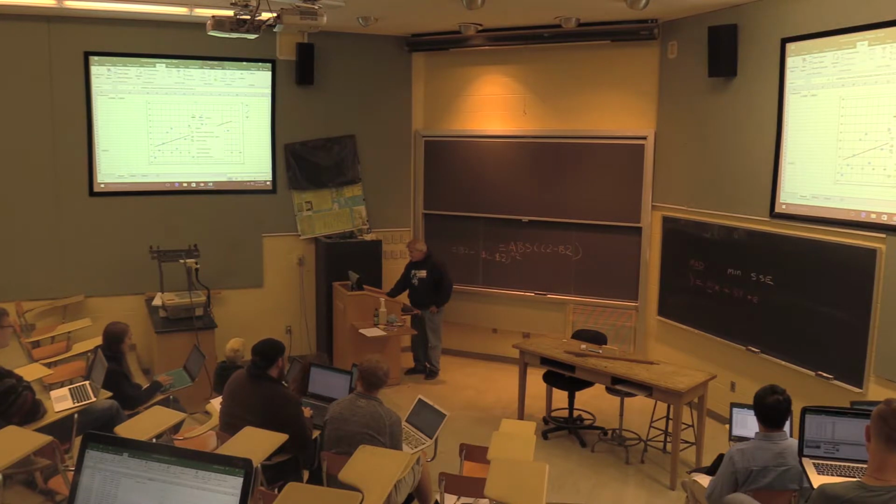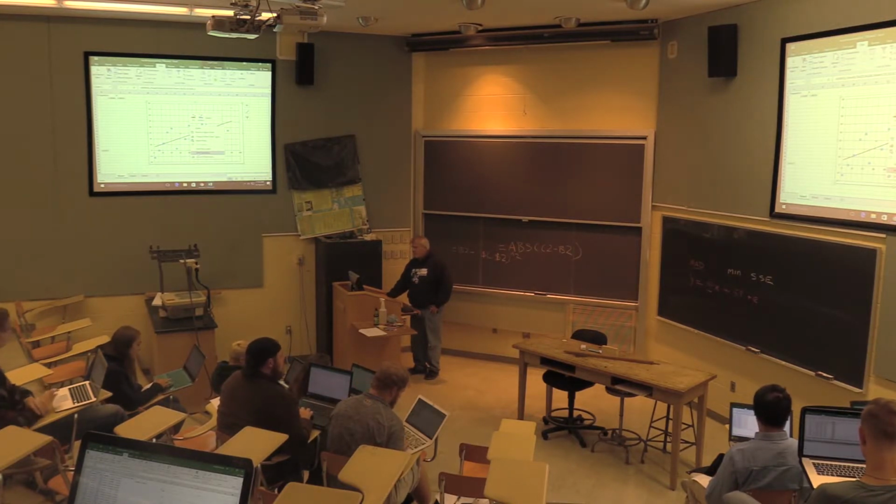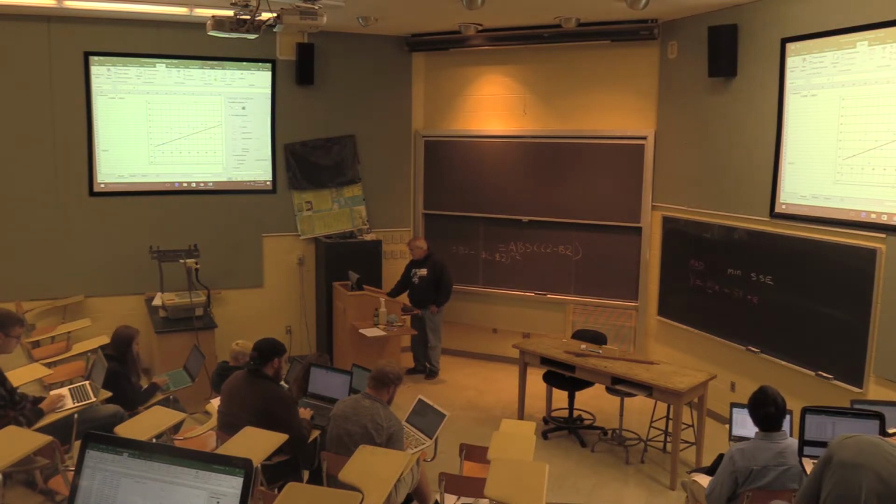Right click, please, click the dot, right click and do add trend line. Click on the dot still selected, right click and add trend line. And linear is fine. And we're going to add display equation and display R squared value.